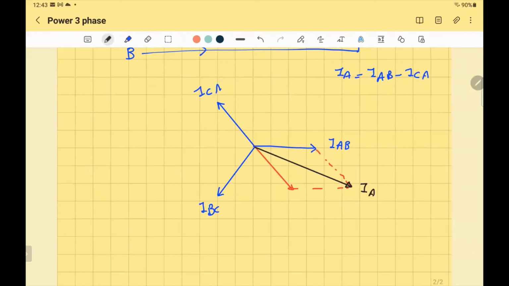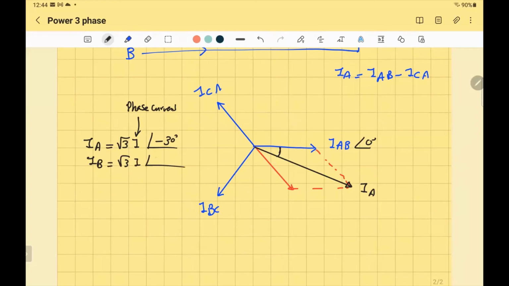Yes, the magnitude is still bigger. I know that, so I will have IA equal to root 3 times I, where this is the magnitude of the phase current. The angle is different. It's below IAB by 30 degrees. So if this is an angle zero, that will be minus 30. And then you can continue and write the rest of it, the rest will be easy. Minus 150, and subtract minus 120, we add 120, 90.